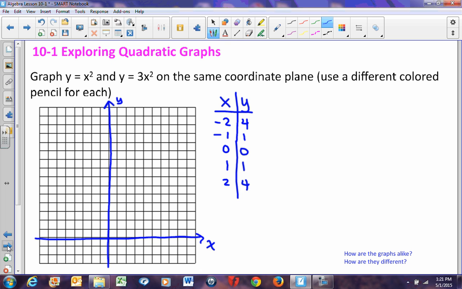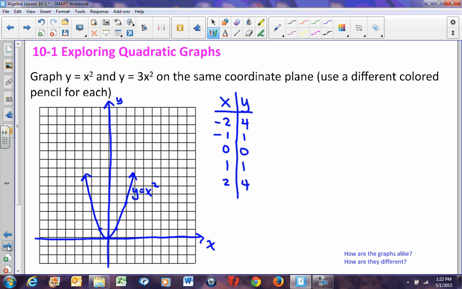I'm going to graph this first one in blue. So -2, 4, up 1, 2, 3, 4. Over here, -1, 1, 0, 0, 1, 1, and 2, 4. So here's my parabola of y equals x squared. It looks something like this. It's a U-shaped parabola, y equals x squared. That's our parent function, the parent quadratic function.